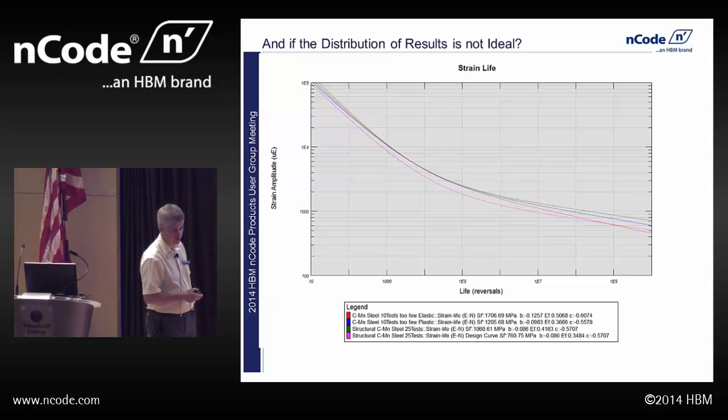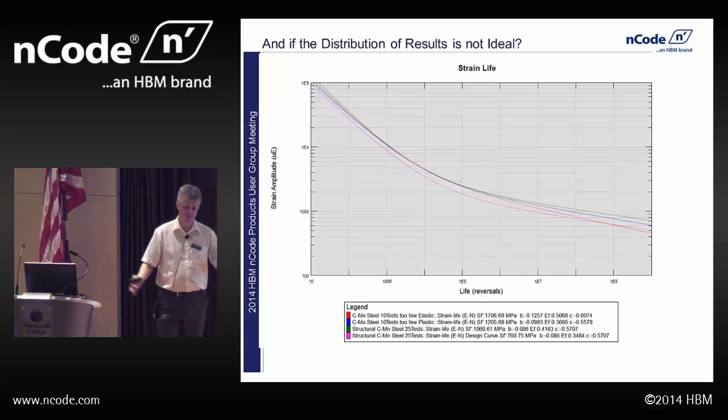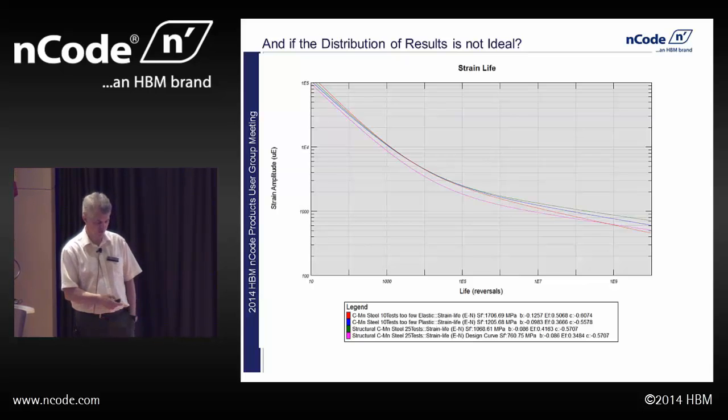If we look at the distribution of these results, you've not only got to generate enough points, you've got to get them in the right area. So you've got to cover a significant number in both the elastic region and the plastic region to get the fit correct in both areas.